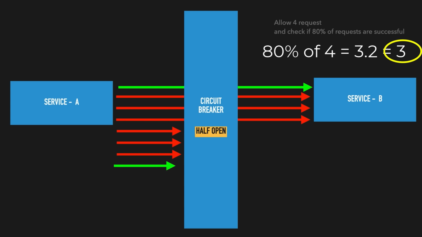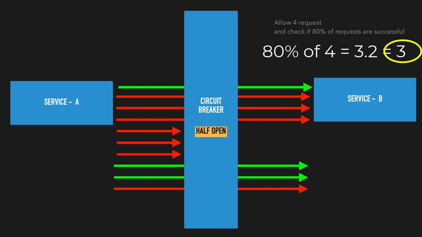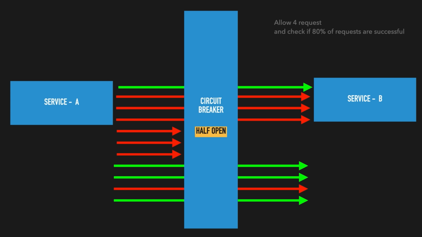So here it goes. The first call from service A to service B is passing. The second call is also passing. The third call, let's say it is failing. And the fourth call is passing again. So 3 out of 4 calls are successful. That means service B is back online and we should now allow calls from service A to service B. Now the circuit breaker changes the state to closed.